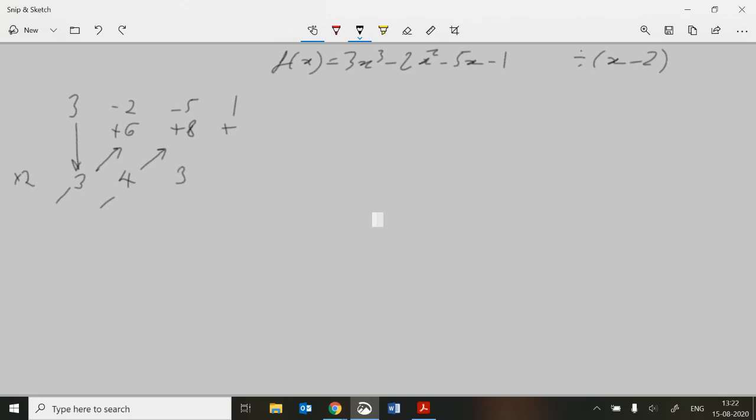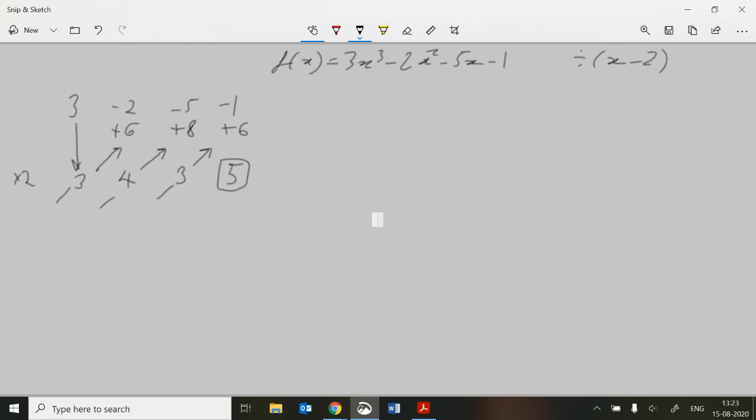And now we're doing 2 times by the 3 to give us this number up here, which is 6. Okay, and then we're getting 1 plus 6. Sorry, it should be minus 1 there at the top. Minus 1 plus the 6 gives us plus 5. So this is our remainder in this case.